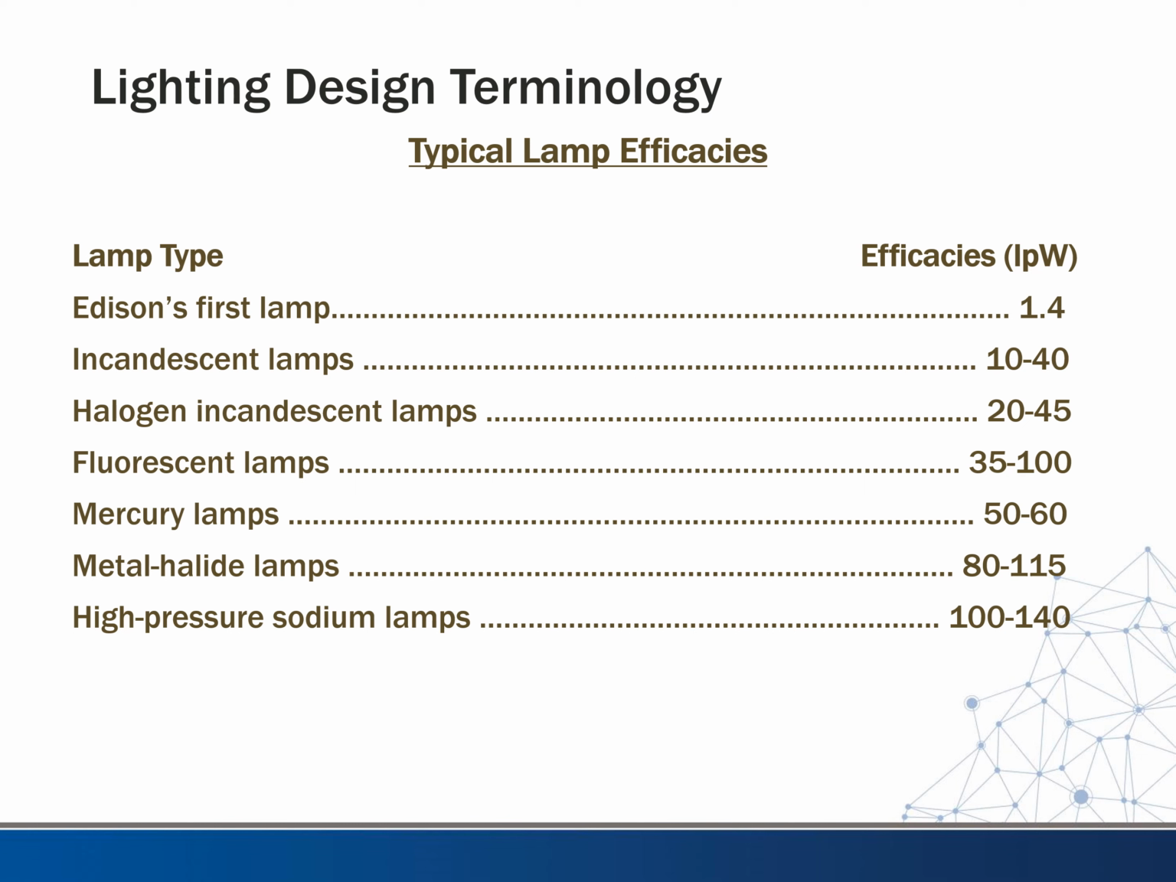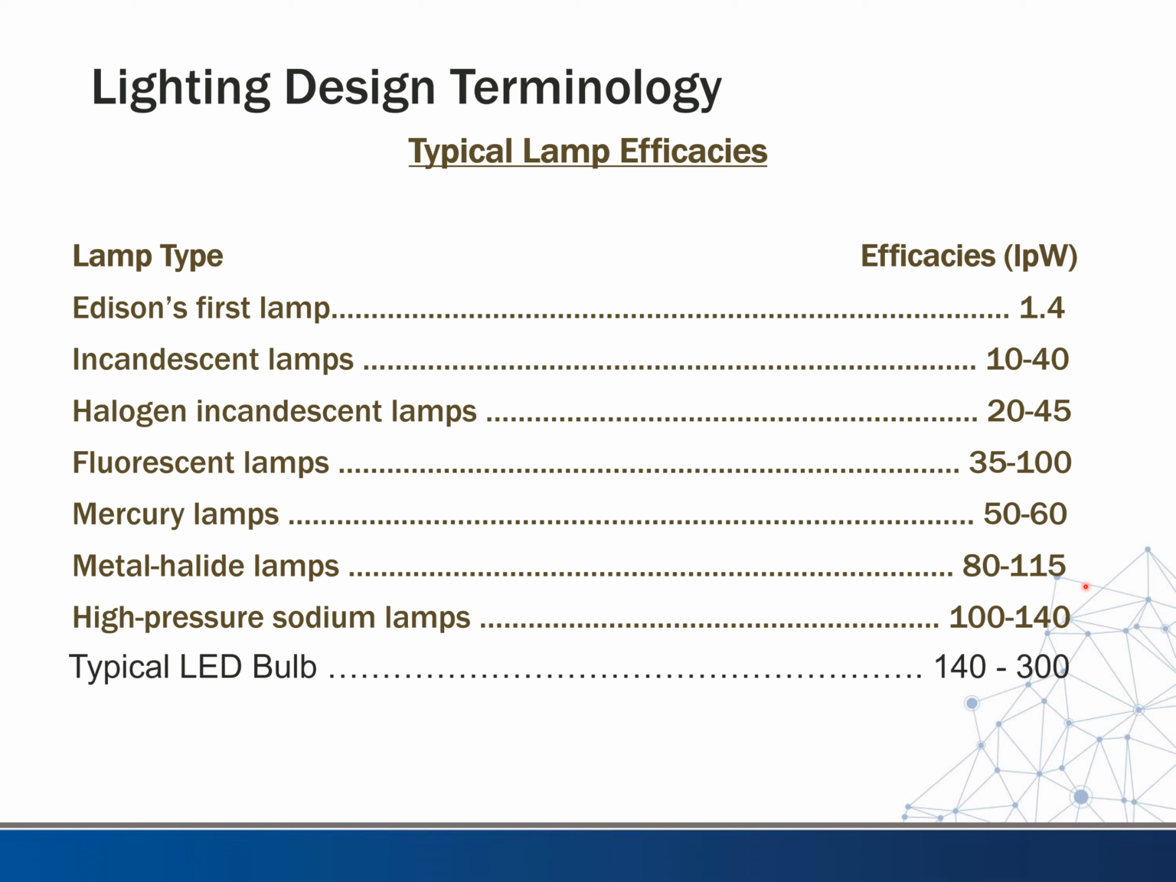So just by comparison, we'll get into the details of some of these different lamp types. You may be familiar with some of them, but Edison's first lamp had an efficacy of about 1.4. Incandescent lamps are from 10 to 40. Fluorescent lamps, which you've probably seen, anywhere from 35 to 100. And then high pressure sodium lamps, 100 to 140.